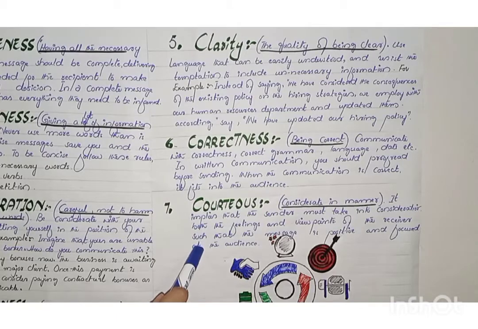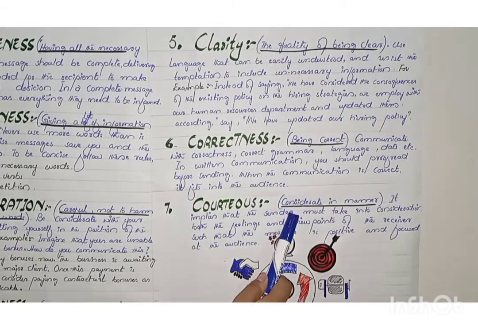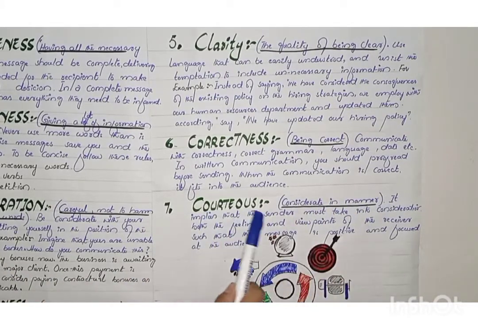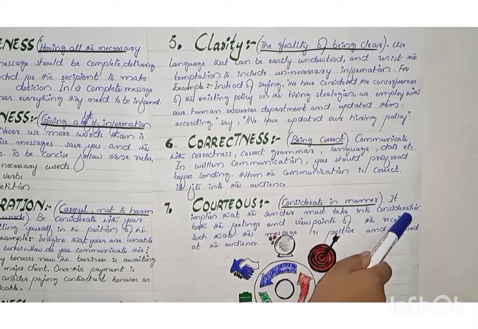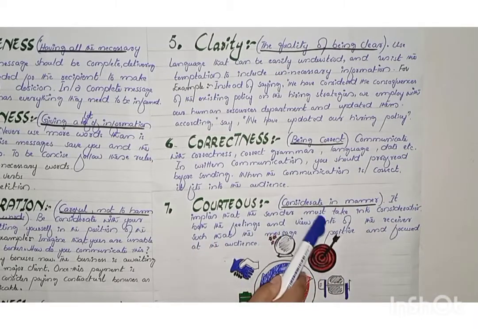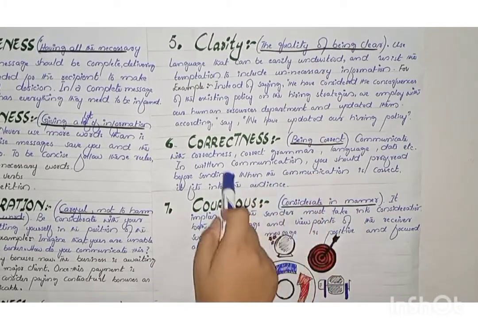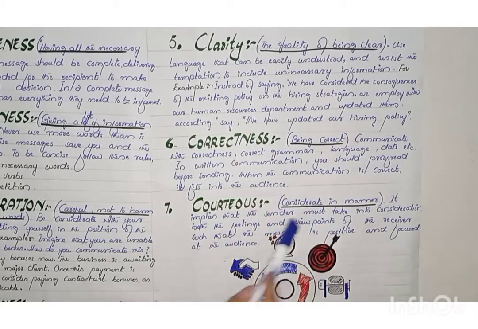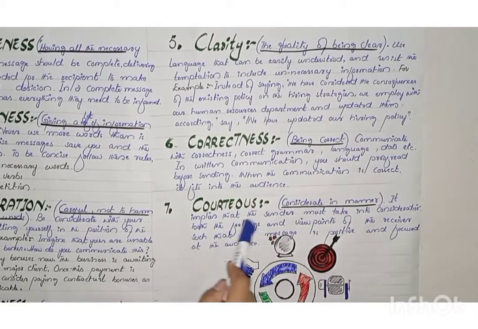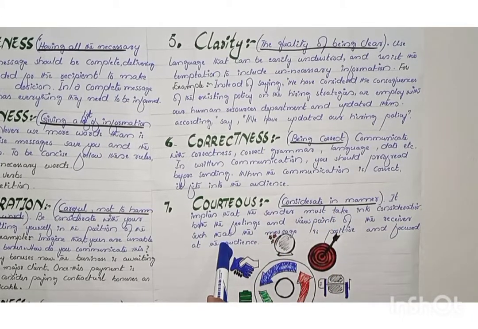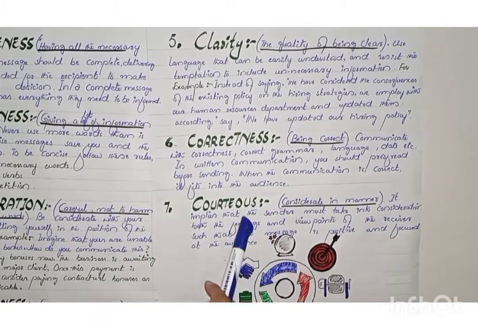The last is courteous. Courteous means considerate in manners. It implies that the sender must take into consideration both the feelings and viewpoints of the receiver, such that the message is positive and focused at the audience. Guys, it is friendly, open, and honest. There is no hidden insult or passive aggressive tone in the courteous stage of the 7 C's of communication. When the tone is courteous, the communication is more effective.